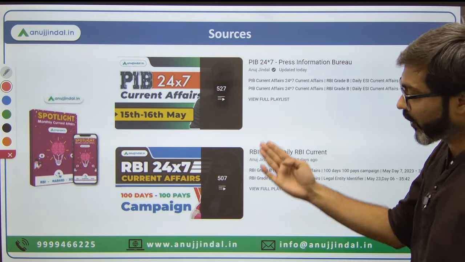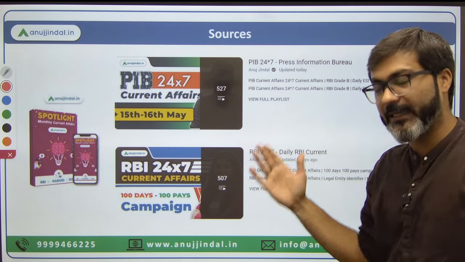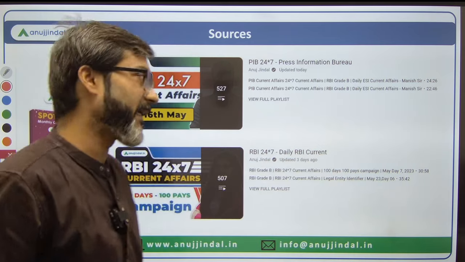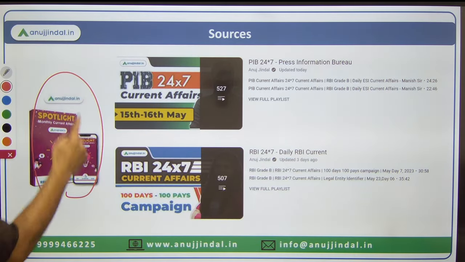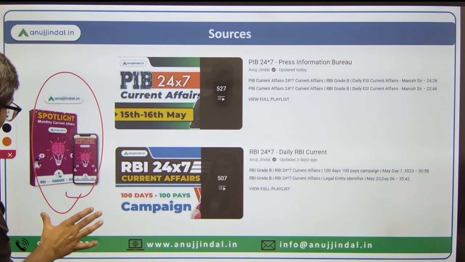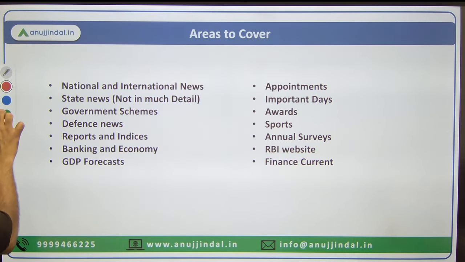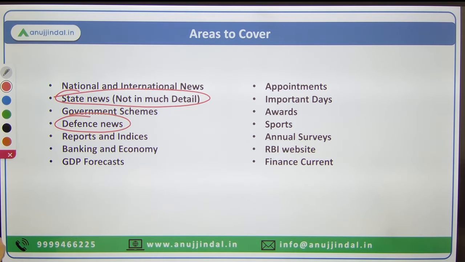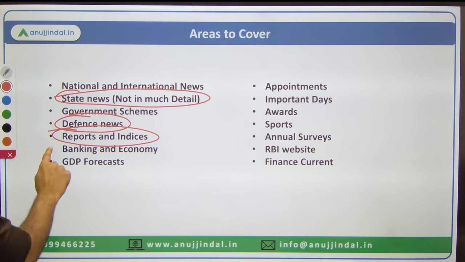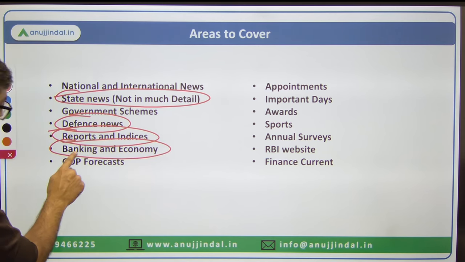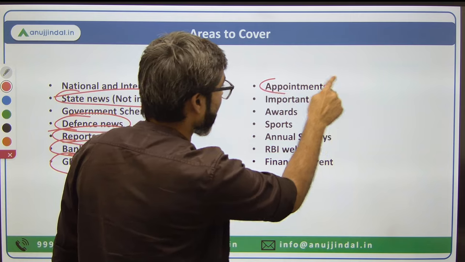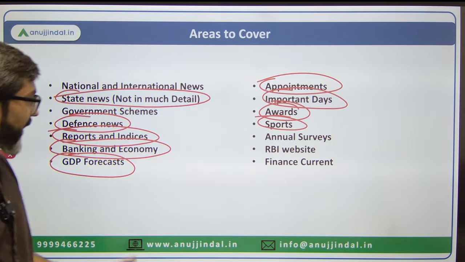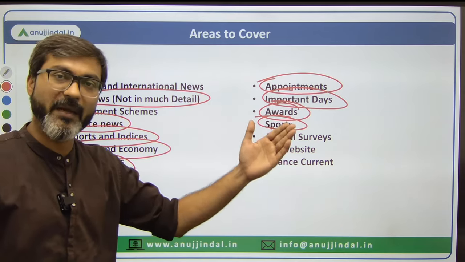So you have three sources which are absolutely freely available, theek hai, jo ki freely available hai, koi paisa nahi lagta iske liye. Number one, Spotlight. Spotlight ki agar hum baat kare, so Spotlight you have to cover for the topics such as state news, defense news, reports and indices, banking and economy, GDP forecast, appointments, important days, awards and sports, right? These are the topics which are covered in Spotlight Monthly Magazine.